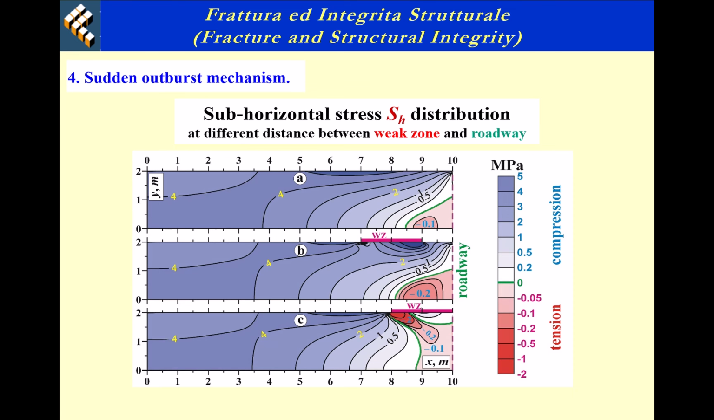Simulation revealed that as the roadway approaches the weak zone, regions of increased tensile subhorizontal stresses arise near the face breast. This can cause coal failure and induce a sudden outburst.